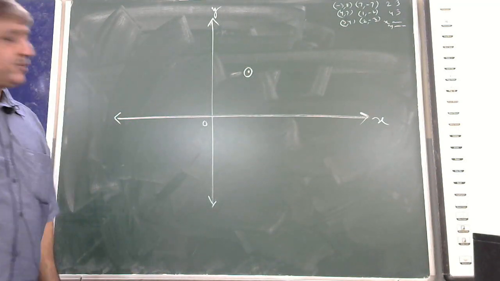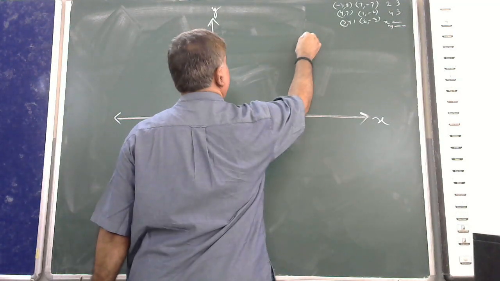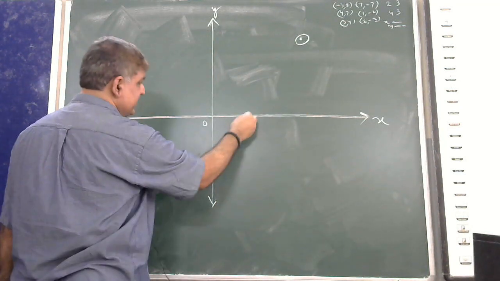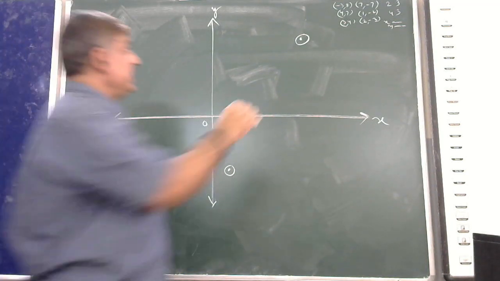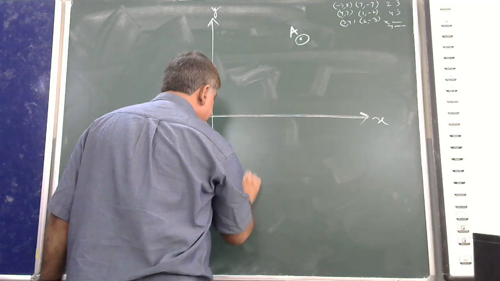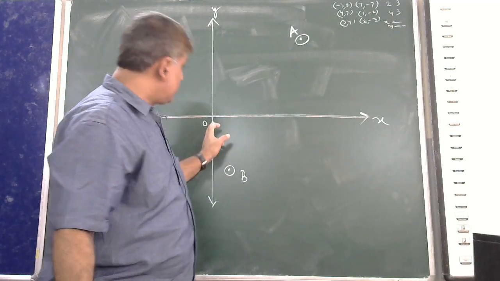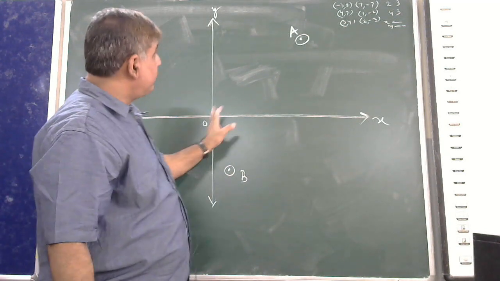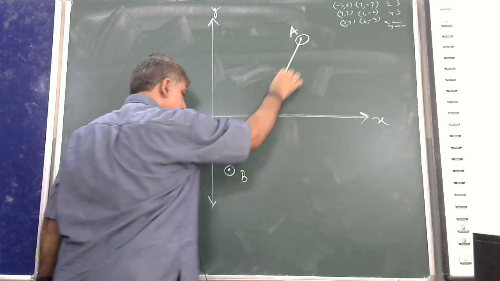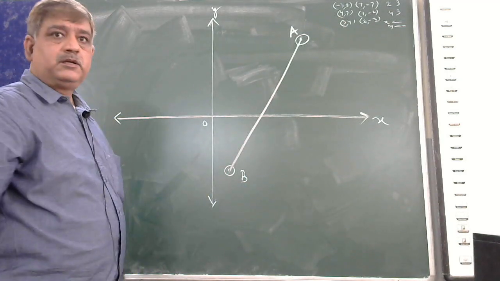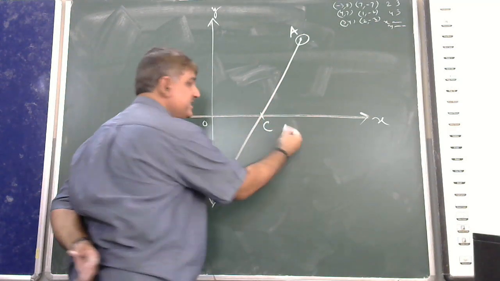And the second point was 2, minus 3. Let us take the point somewhere here. 3, 4 is this one, and 2, minus 3 lies somewhere here. This one is A and this one is B. 2, minus 3 lies in the 4th quadrant, and 3, 4 lies in the first quadrant. Now, if you join the 2 points, this length is divided by the x-axis at some point C.